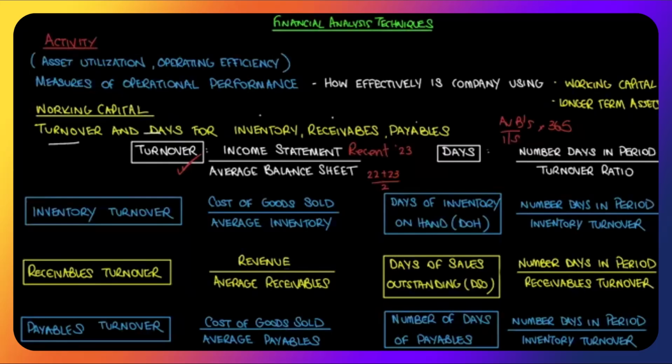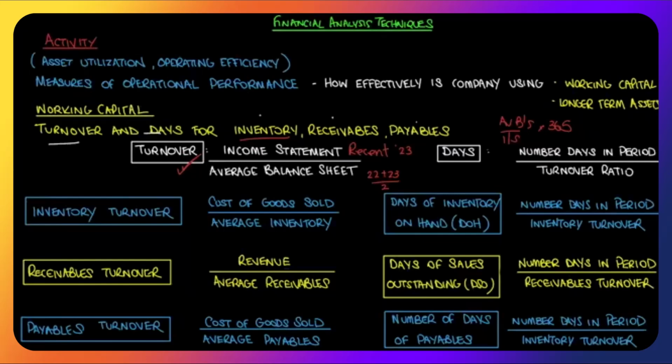So let's look at the 3. Inventory first of all. We said it's income statement over average balance sheet. The relevant figure from the income statement is where inventory appears, which is in cost of goods sold. So cost of goods sold from the most recent income statement on the top, divided by, obviously, average inventory on the bottom. That is the relevant balance sheet figure. To turn that into a days figure, and we call it days of inventory on hand, we'll take the number of days on the top and divide it by that inventory turnover.